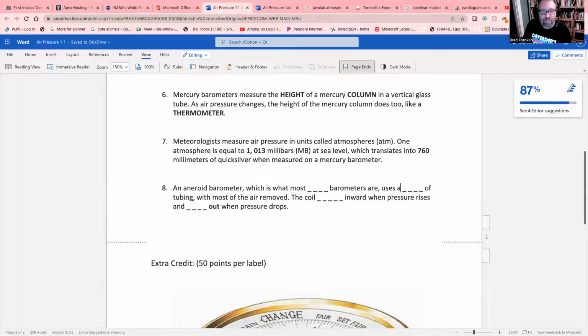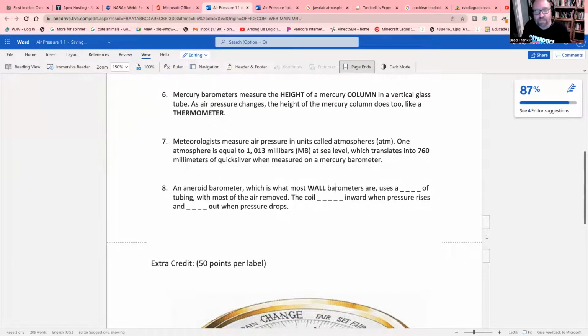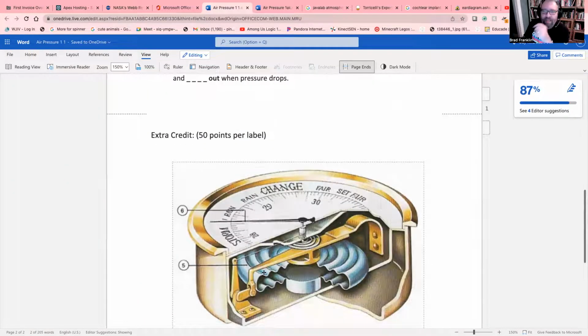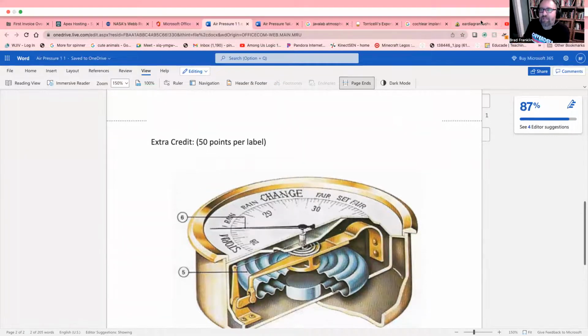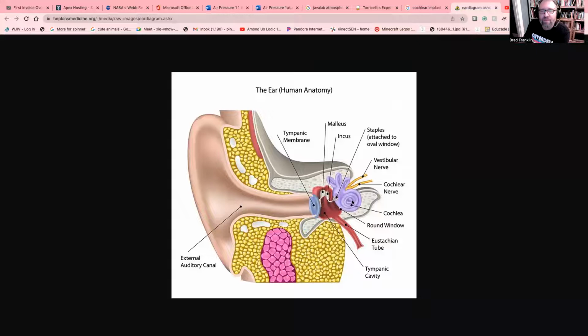An aneroid barometer, which is what most wall barometers are, uses a blank of tubing. You see the way it's shaped? Let's go down here to the extra credit. It's shaped like a snail, just like the cochlea inside your ear. For those of you that remember, look at the cochlea. Remember this purple thing here? It's not really purple, but they do it to show you the difference.